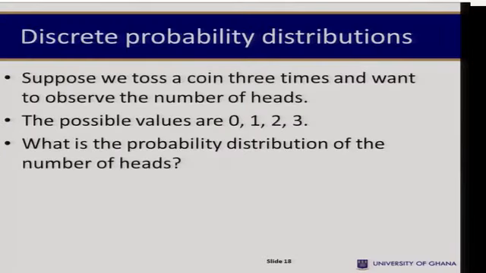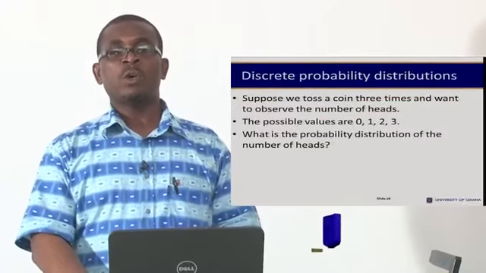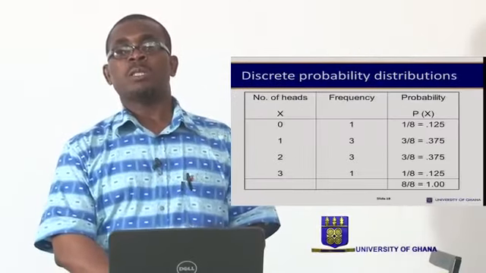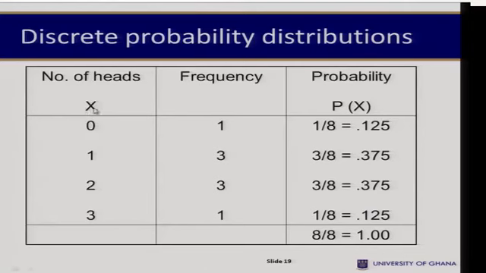So let's take this experiment. Suppose we toss a coin 3 times and want to observe the number of heads. The possible values are 0, 1, 2, and 3. So what is the probability distribution of the number of heads? We can put this in a table, because if we define x, a random variable, as the number of heads, then when you toss a coin 3 times, you either get 0 heads, 1 head, 2 heads, or 3 heads. But we can also put a column to see the number of ways you can have each of these numbers of heads appearing. So we say the frequency.